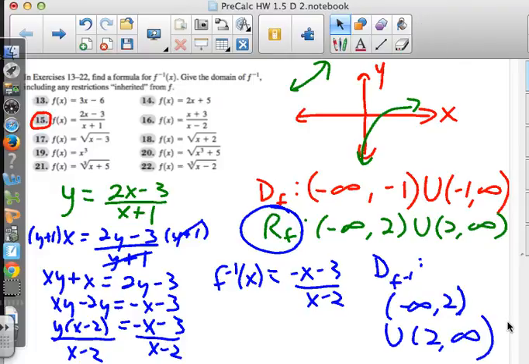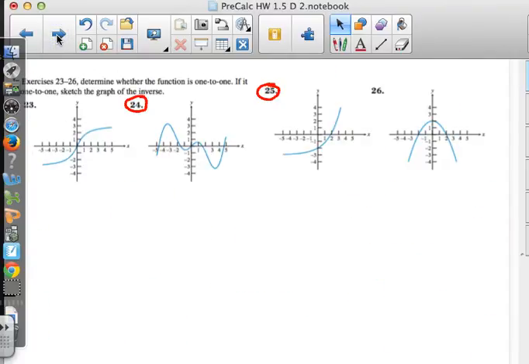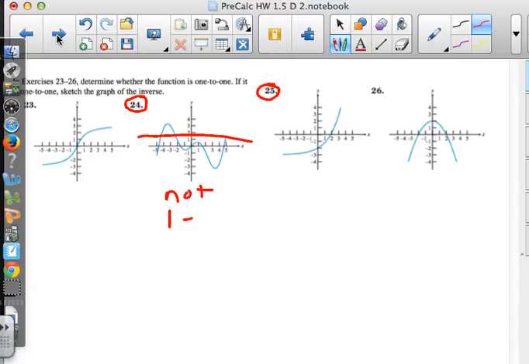So a reminder, the domain and the range are going to switch positions. 24 and 25 say determine whether the function is 1 to 1. If it is 1 to 1, sketch the graph of the inverse. In order to be 1 to 1, it has to pass both the vertical line test and the horizontal line test. So for number 24, that's not going to pass the horizontal line test. So this is not 1 to 1.